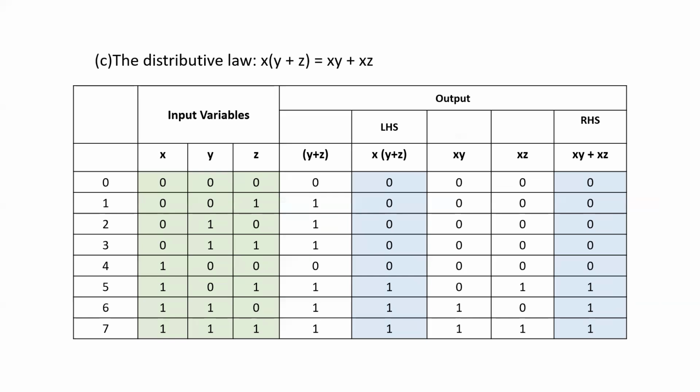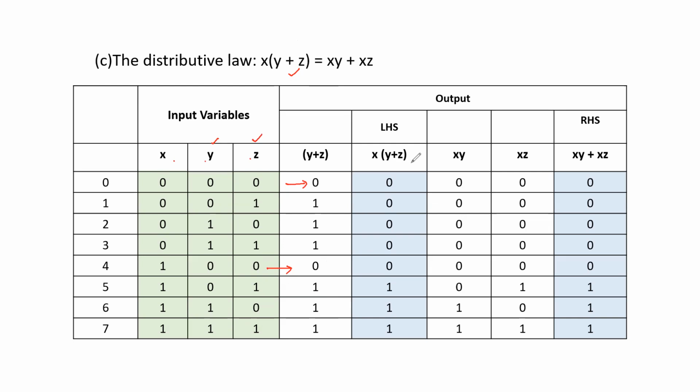Next one. The distributive law x of y plus z equal to xy plus xz. This is the second distributive law. Here also same 3 input variables x, y, z, 0, 0, 0 to 1, 1, 1. Y plus z first we should find. In this combination we have both zeros. Similarly here also 0. The remaining all should be 1s. Next x into y plus z. This is the LHS part.